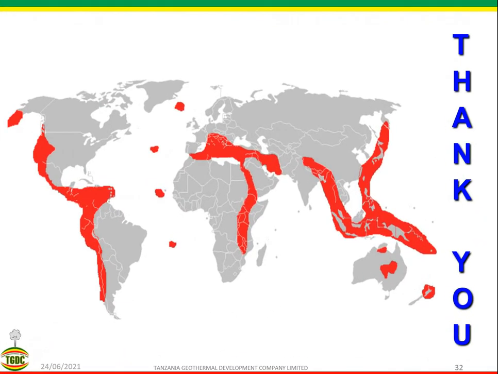Also, I've just tried to show the distribution of geothermal potential energy worldwide. The areas with the red color represent the areas where geothermal energy is available.